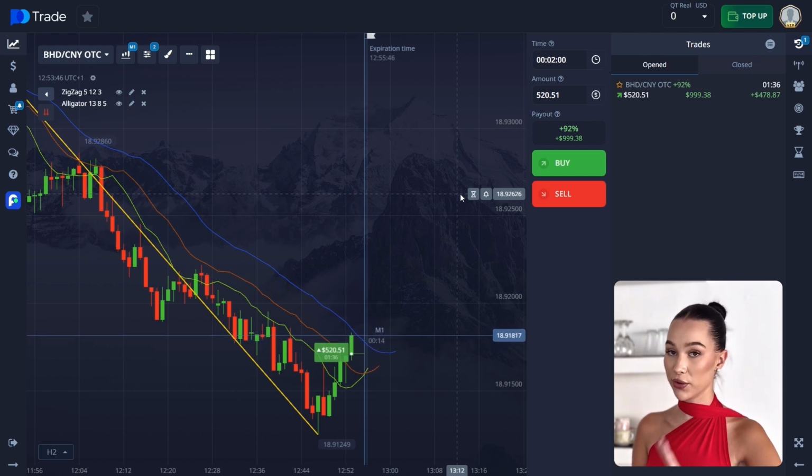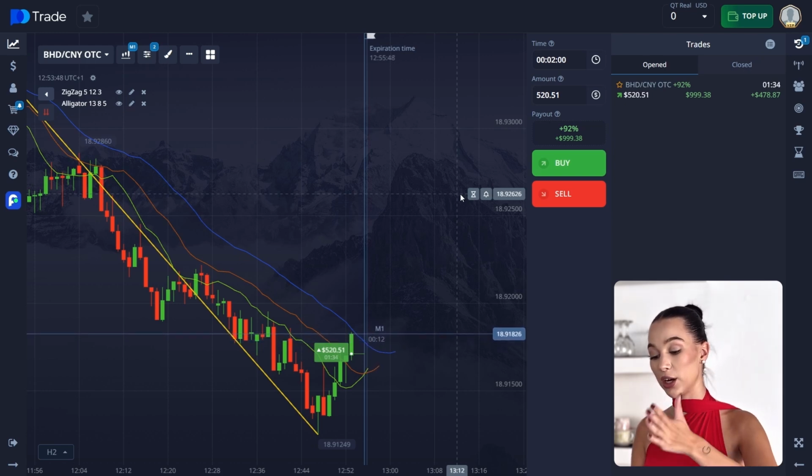It's definitely not a corrective candle anymore because a correction is from 1 to 3 candles, and here we already have 5 green candles, so it's definitely the start of the upward trend.